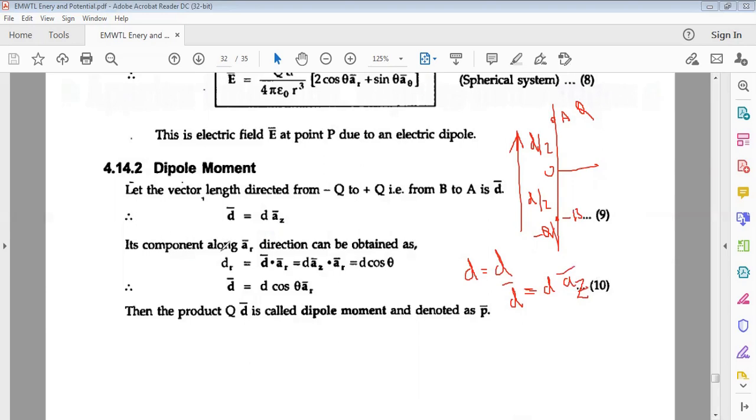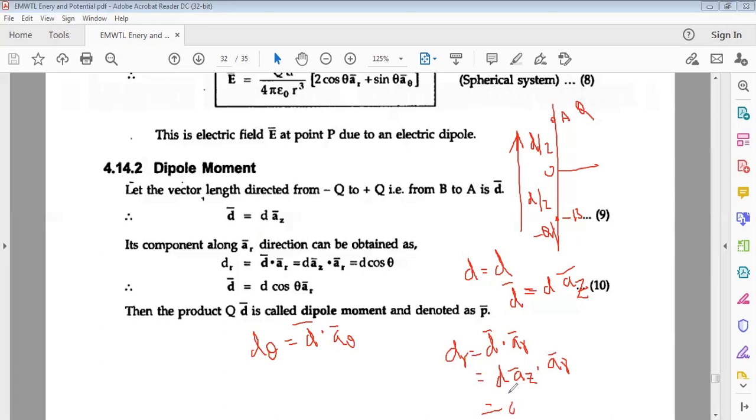Okay, its component along the r bar direction. Component means dr is equal to d bar dot ar bar. If I take a theta bar, then d theta is equal to d bar dot a theta bar, the component along the direction of a theta, and so on. So dr is equal to d bar dot ar bar, and that d bar is in the positive z direction, d into az bar dot ar bar.